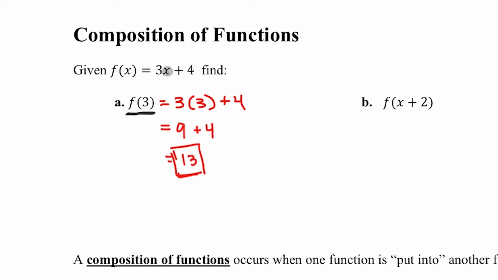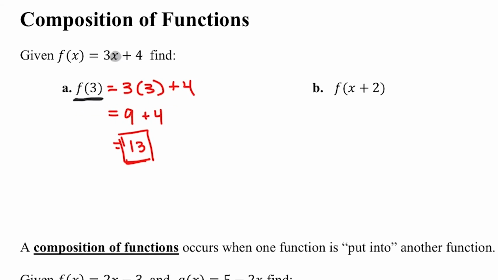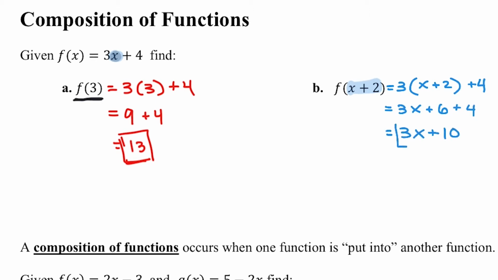Now we don't have to just plug in a number. We could plug in a function like x plus 2. If they want us to do f of x plus 2, now we are going to take this x plus 2 and substitute that in for x. So we still have the 3, but instead of x, now it's x plus 2, and then we still have the plus 4 on the end. So this is 3x plus 6 if we distribute in 3, plus 4. So simplified, that's 3x plus 10.